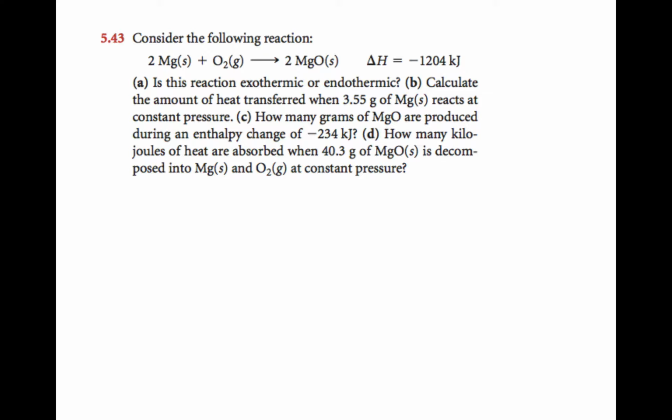Number 43, consider the following reaction. All right, so we get a thermochemical equation for the combustion of magnesium. Is this reaction exothermic or endothermic? Well, the negative sign on the delta H indicates that it's an exothermic reaction. Energy is being released. An endothermic reaction is when you have to put energy in to make it happen. Calculate the amount of heat transferred when I have 3.55 grams of magnesium reacting at constant pressure.